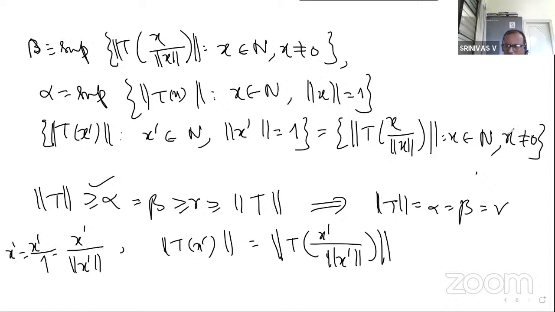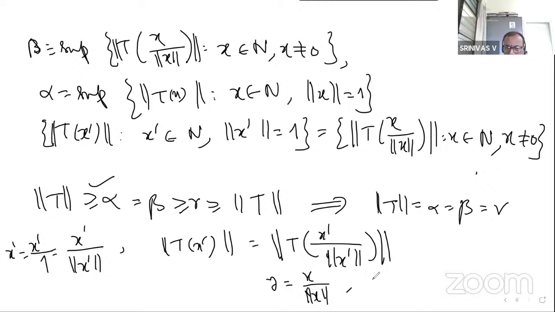Okay, how about the converse? Let us take elements here. Let us take an element here and write this as y. So I'm taking an element from here, and I'm writing this as y equal to x by norm x.